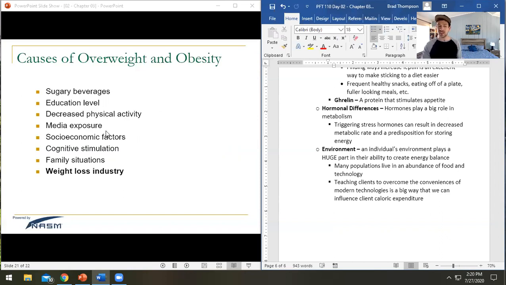Decreased physical activity, media exposure, socioeconomic factors, like if you cannot afford healthy foods or afford to take time out of your schedule to meal prep or take time out of your schedule to exercise. Cognitive stimulation, we know the way people think about things has a lot to do. And then even the weight loss industry here, I added this in bold actually, but the weight loss industry is a big part of this. We're constantly told that there are these supplements that you can take that can replace you having to be quite as active. And we just simply know that that approach has been shown time and time again to be ineffective.